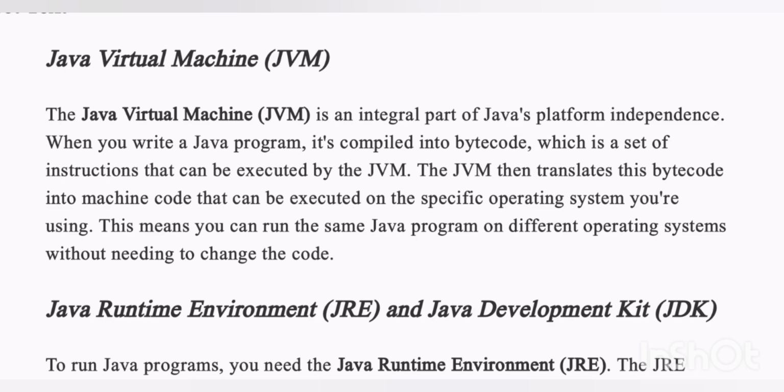Java Virtual Machine, JVM. The Java Virtual Machine, JVM, is an integral part of Java's platform independence. When you write a Java program, it's compiled into bytecode, which is a set of instructions that can be executed by the JVM. The JVM then translates this bytecode into machine code that can be executed on the specific operating system you're using. This means you can run the same Java program on different operating systems without needing to change the code.